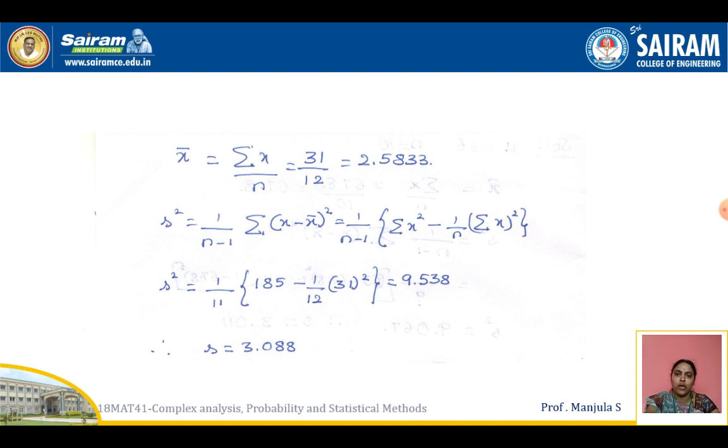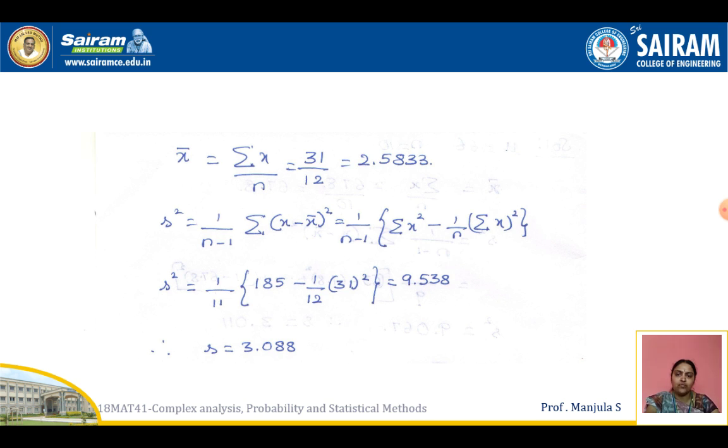Now we'll see s square. The formula is 1 by n minus 1 summation of x minus x bar whole square, which equals 1 by n minus 1 into summation of x square minus 1 by n into summation of x whole square. Two formulas are there, so we'll choose the second formula. So s square equals 1 by 11, 185 minus 1 by 12 into 31 square. On simplification we get s square as 9.538, but we need the s value, so you just take the square root.